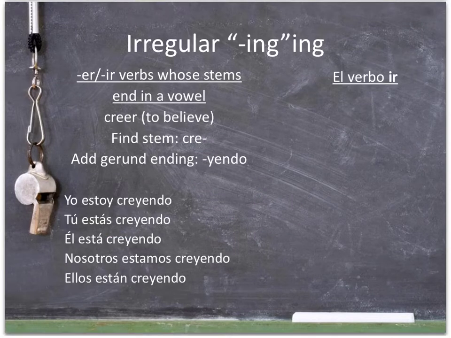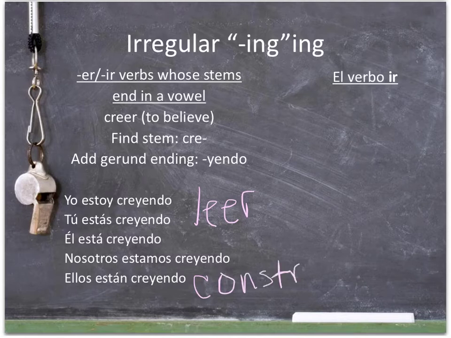And what we end up with is yo estoy creyendo, tú estás creyendo, I am believing, you are believing, he is believing, etc. So again, the other major example is going to be the verb leer, which does this. Another example would be the verb construir, to construct, because it's an IR verb, and once we drop it, we end up with a U. So these are all examples of verbs that would do this.